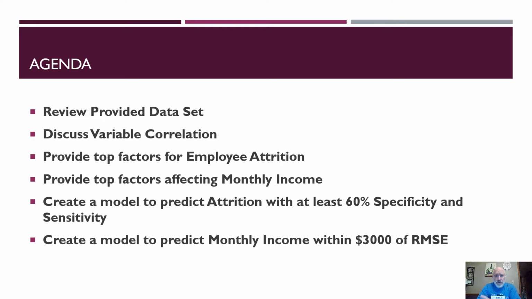First thing I want to do is review the provided data set, what was given to us for evaluation. Then I'd like to discuss variable correlation. I want to provide top factors for employee attrition. I know that's very important to you. Also provide top factors affecting monthly income.